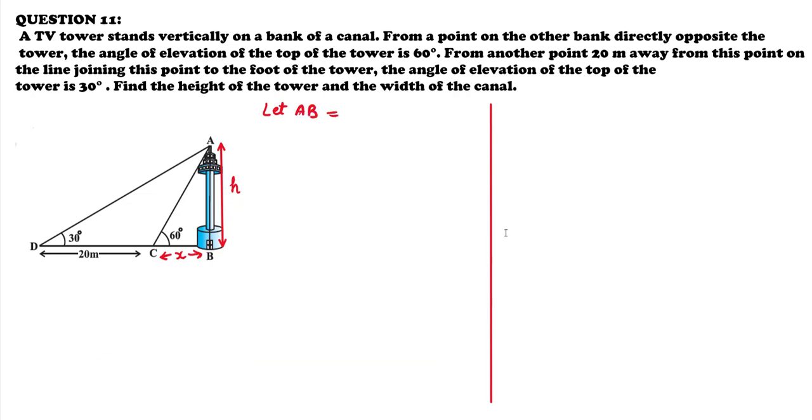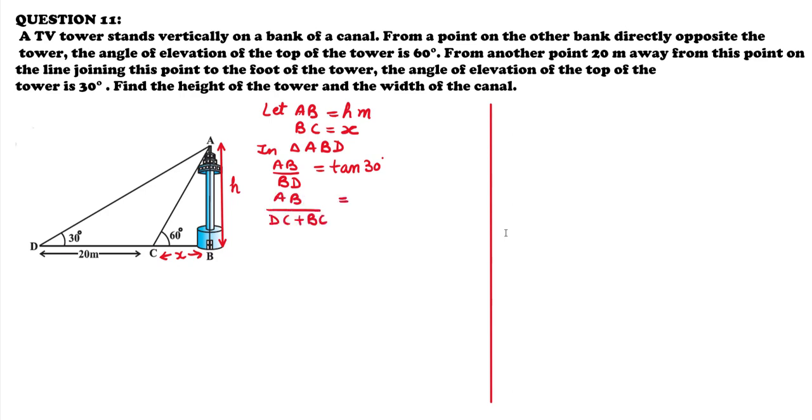So find the height of the tower and width of the canal. Let AB, that is height of the tower, is equal to h meter and BC is equal to x, that is length of canal. So in triangle ABD, we have AB upon BD is equal to tangent 30.